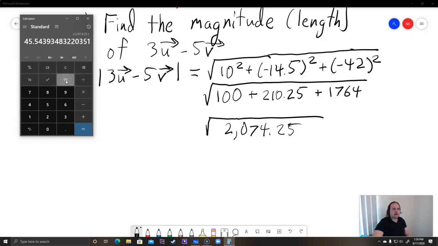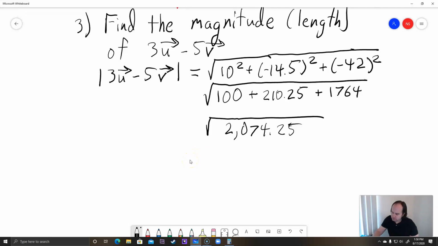So I'm going to go ahead and press that. And that gave me 45.54. And I'm just going to round to 2 decimal places. So because the next digit is a 3, that's going to round to 45.54. So this is approximately equal to 45.54.